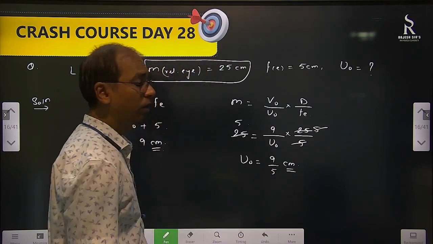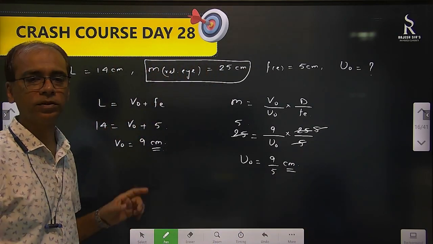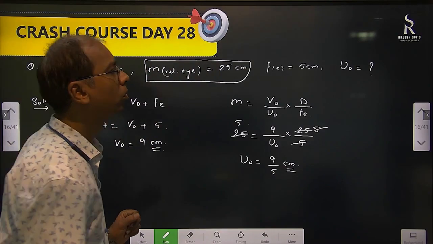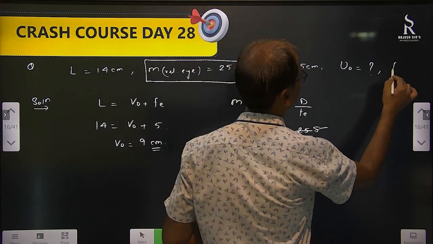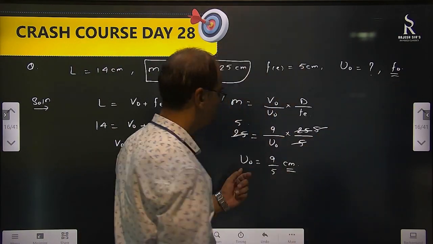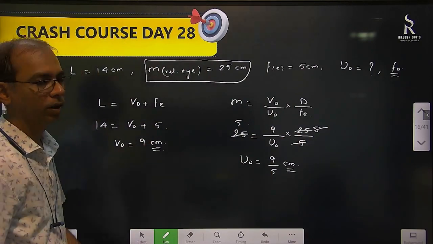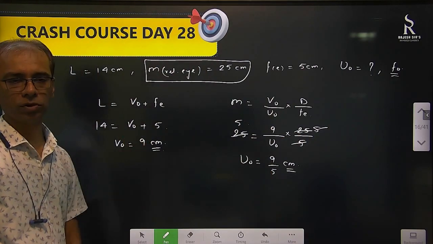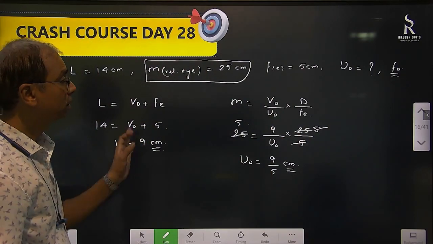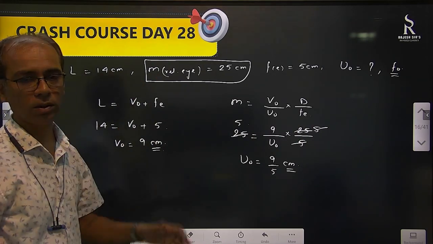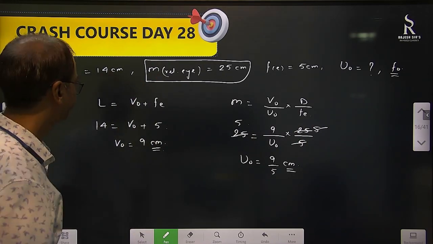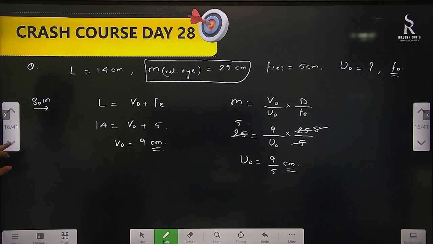That's all. Now from here, if you had asked to find FO, we can calculate FO also, because now U naught you have and V naught you have. But all this you should remember, then only we can do it. Let's see more.